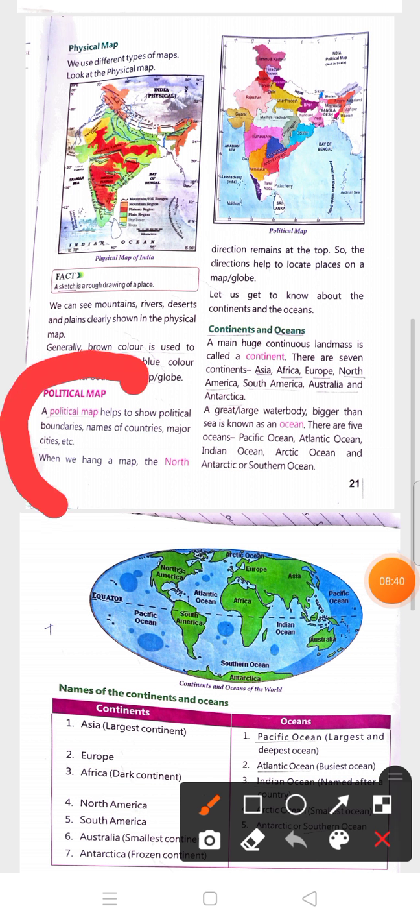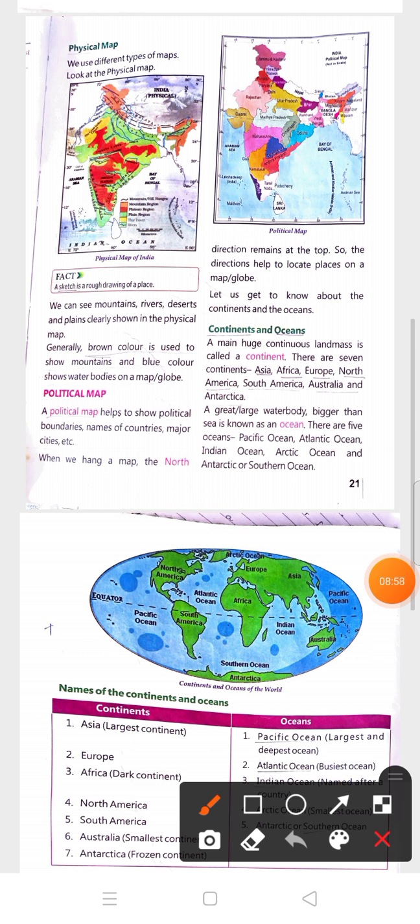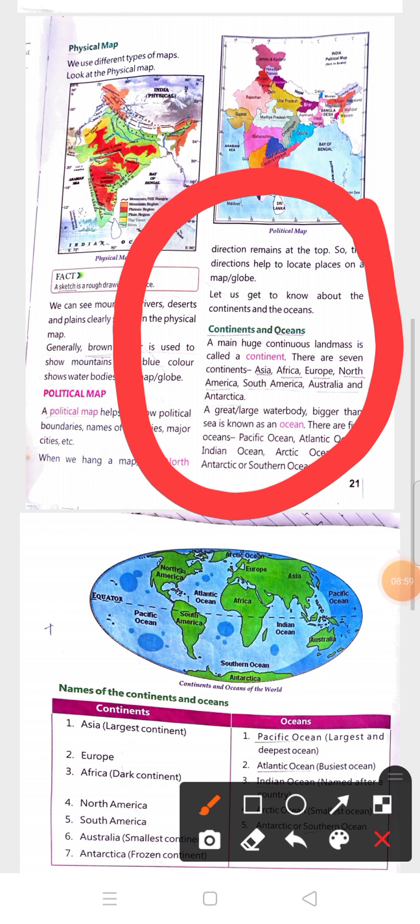This is a political map. A political map helps to show political boundaries, names of countries, major cities, etc. When we hang a map, the north direction remains at the top. So the directions help to locate places on a map or a globe.